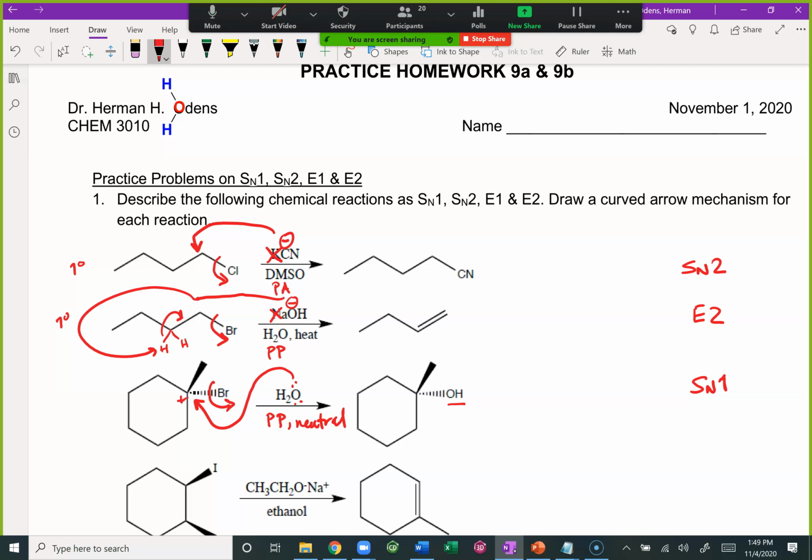From SN1, we form a racemic mixture, so wouldn't you have the enantiomer also? Oh, yes. But this is not chiral, because this group is the same as that. The wedge and dash is like an optical illusion.